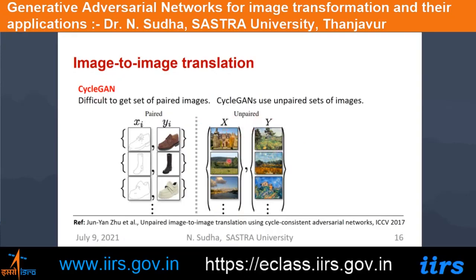You can view a set of images, RGB images, and also a set of output images, or some paintings. So if you use this as input and that as the set of outputs, then the cycle GAN can learn how to generate a new pair from that. So that is called the cycle GAN.